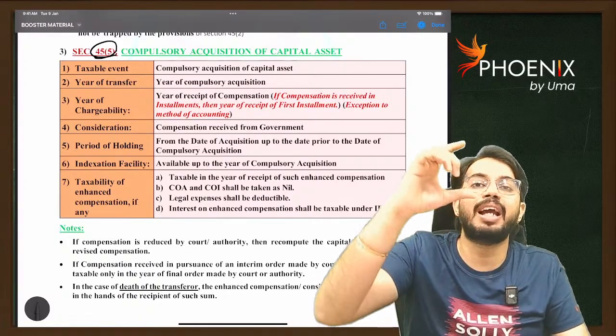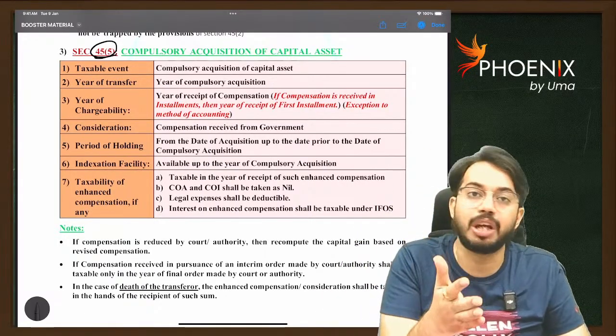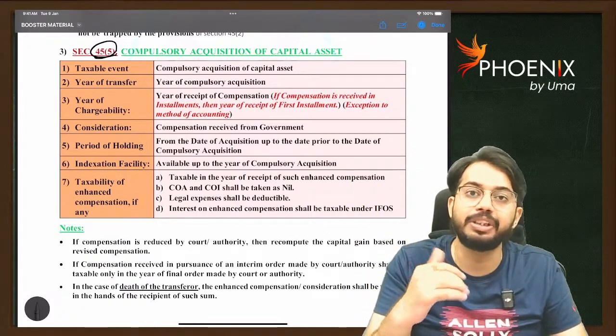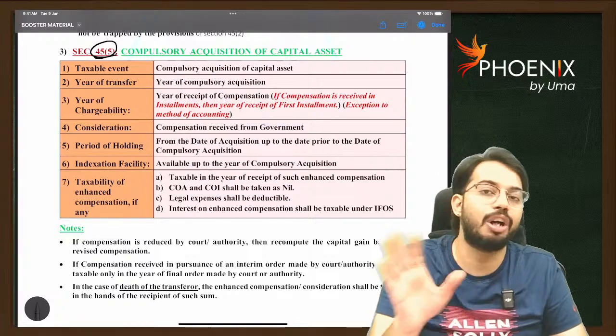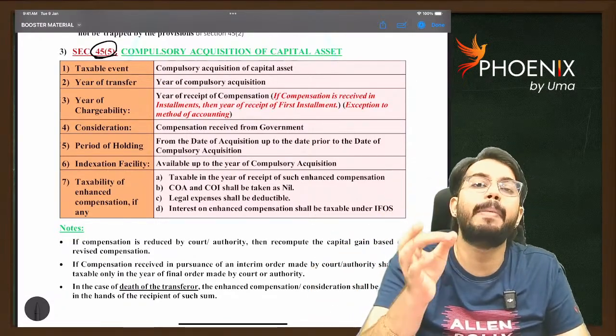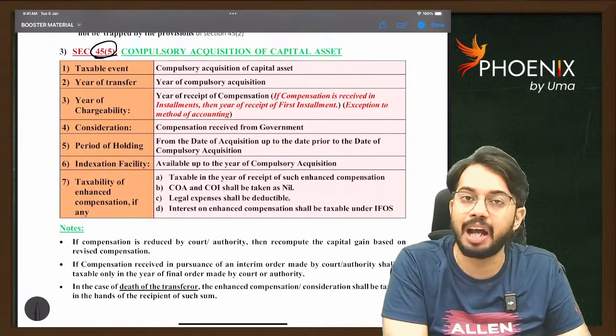See, already while calculating original capital gains, you will claim cost of acquisition, you will claim cost of improvement. So whenever you get enhanced compensation, from enhanced compensation you cannot claim cost of acquisition and cost of improvement. Enhanced compensation is fully taxable, but the only deduction allowed from enhanced compensation is legal expenses. Are you able to understand?